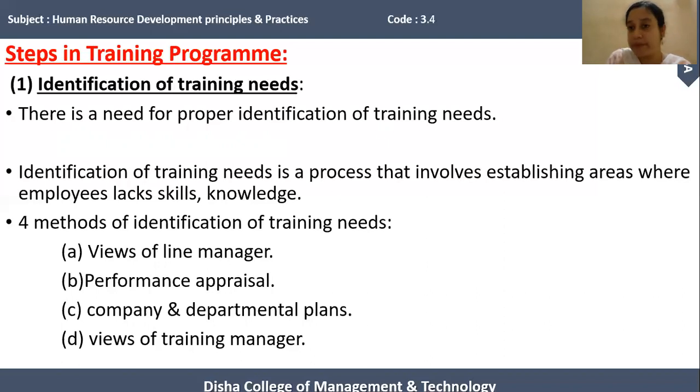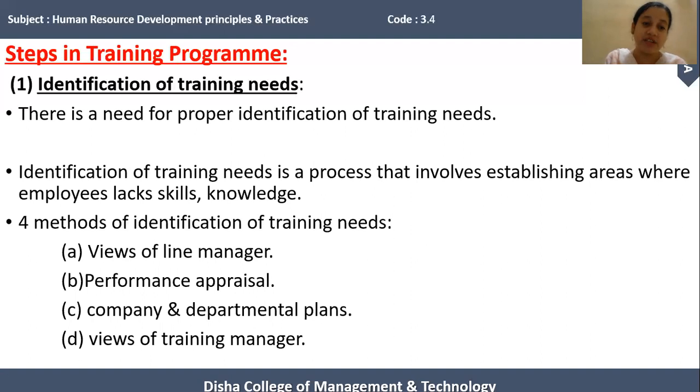Line manager, the departmental head, has full authority to control one section or one department. So the departmental person has ideas related to his or her department's performance. The departmental head can identify a person's skill lacunas, skill deficiencies, and accordingly suggests that the HR department fulfill the person's skill deficiencies in his or her department.